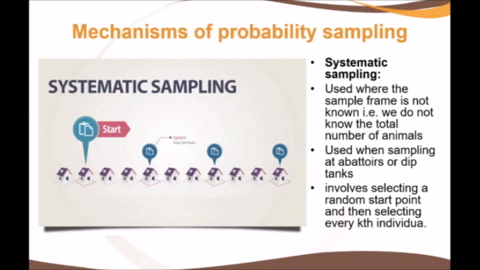If it is in dip tanks, the same. The first animal is selected randomly, then maybe every 50th animal. So you leave 49 to pass, the 50th you sample. In the abattoir, the same. If the animals are coming out in a line, those of you who are familiar with abattoirs, it's the same. And this student of mine, who is doing a study on vaccination of rabies, actually used systematic random sampling.